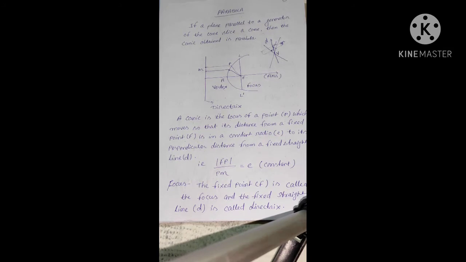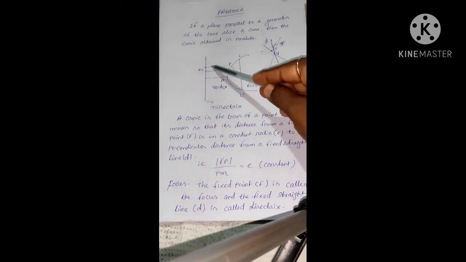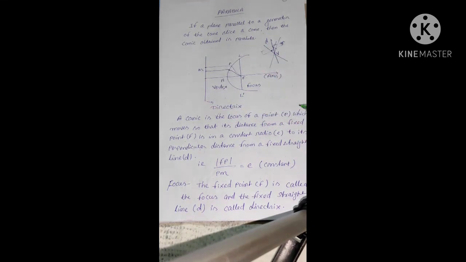A parabola. Now what is this fixed point called? This fixed point is called focus. And this fixed line is called directrix. The point at which this parabola is formed is called vertex. This is the axis. And if we draw a line through the focus, perpendicular to the axis, touching the curve at 2 points, then this line is called latus rectum. So in the question, we will have to find all these points.